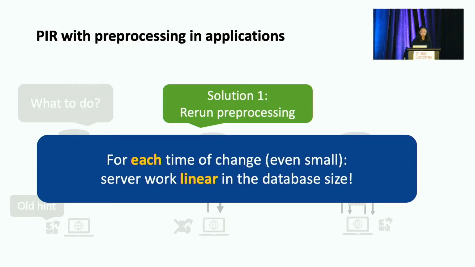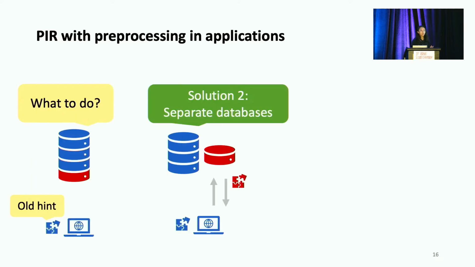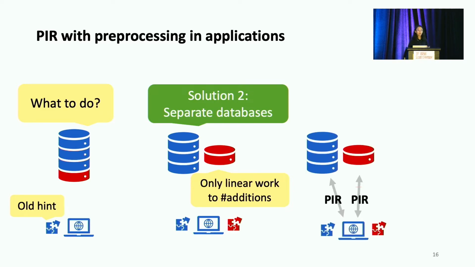Can we do better? Another solution would be to have the server build a new database that contains only the added items. Now the client and the server do an offline phase where the server preprocesses this new small database and generates a hint. So in this case, the server only does work linear to the number of additions, which is great. But issues arise when the client wants to make queries. To hide which part contains the item the client wants, it has to issue a PIR query to each of the databases, so this increases the client communication and computation.